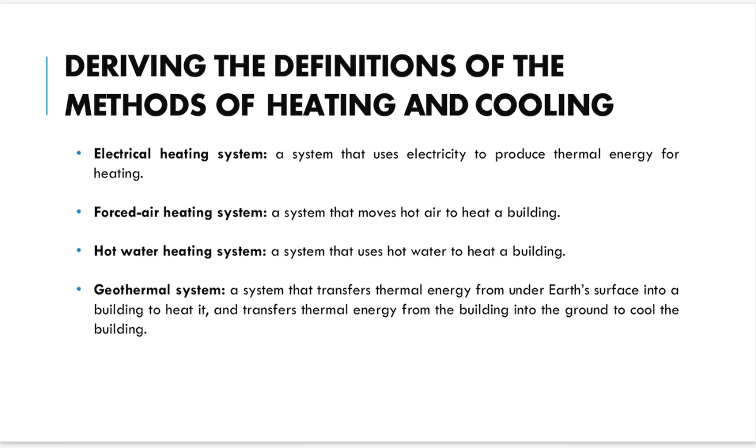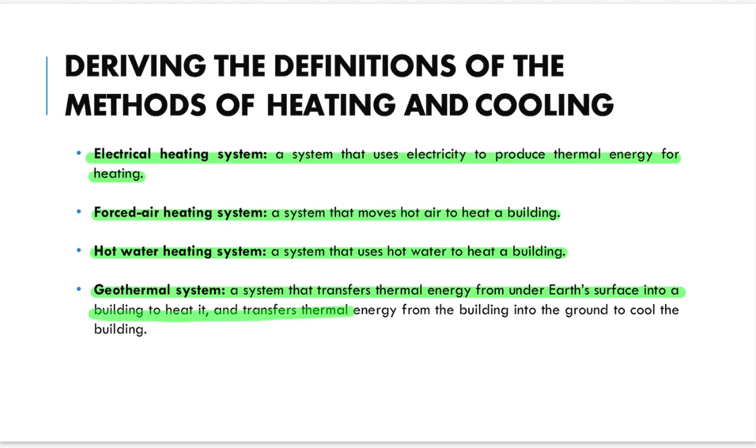So we have a few definitions. An electrical heating system is a system that uses electricity to produce thermal energy for heating. A forced air heating system is a system that moves hot air to heat a building. A hot water heating system is a system that uses hot water to heat a building. And a geothermal system is a system that transfers thermal energy from under the Earth's surface into a building to heat it, and transfers the thermal energy from the building into the ground to cool the building.